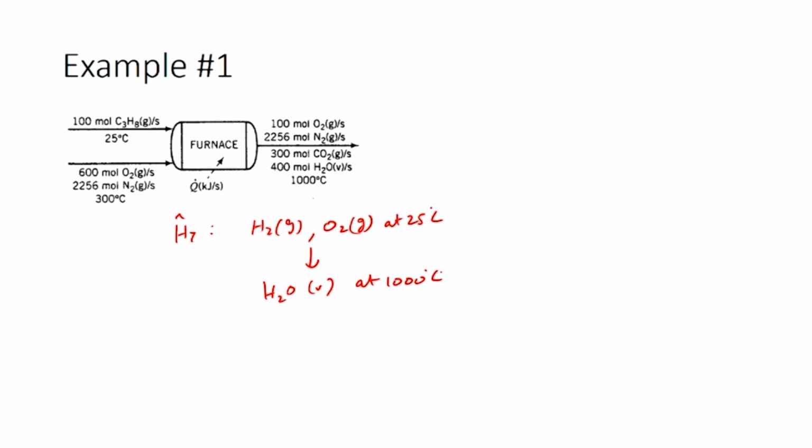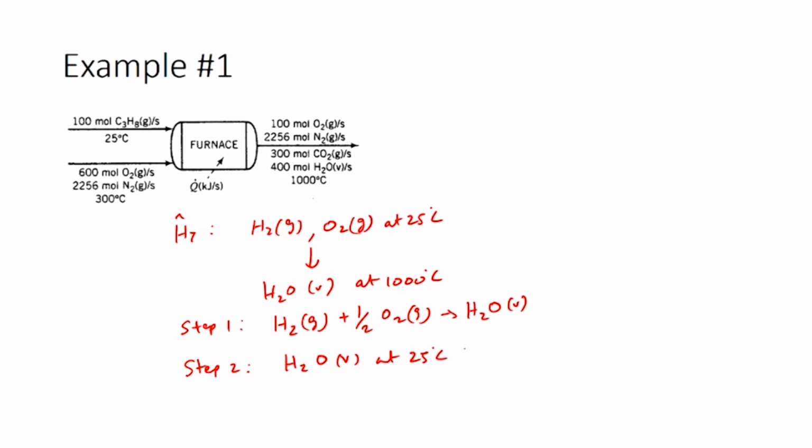So, the standard heat of formation of water vapor at 25 degrees Celsius can be obtained from your textbook or other reference books. If you were to do this, then step 1 is nothing but H2 gas plus half O2 gas forms H2O vapor. So, this would be the heat of formation where the change in enthalpy is happening, and step 2 is where H2O vapor at 25 degrees Celsius goes to H2O vapor at 1000 degrees Celsius. So, these are two different steps which can be accounted for.